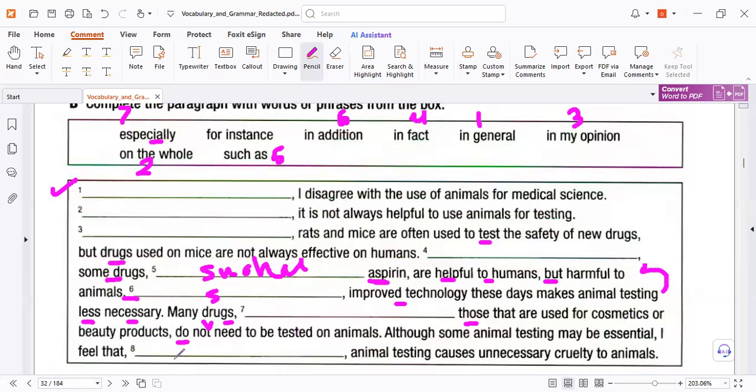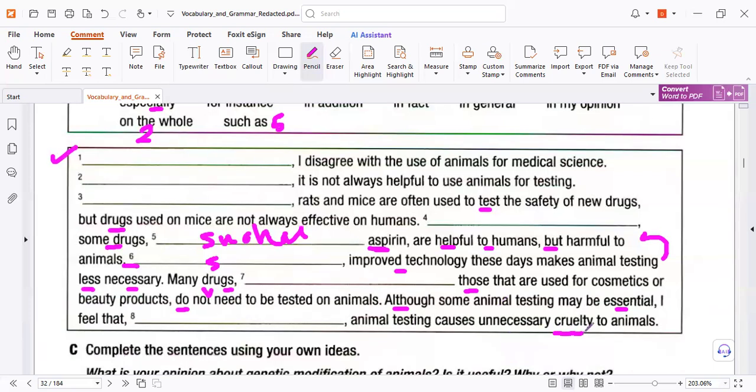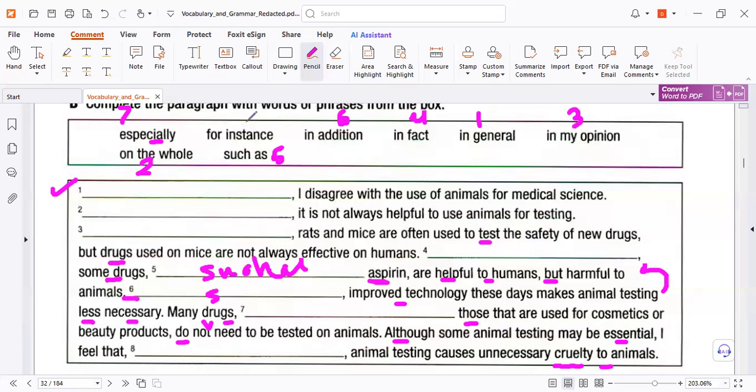And what is 8? "For example," yes. Although some animals are essential, I feel that, for instance, a lot of animal testing causes unnecessary cruelty. Like, it's bad treatment, harsh treatment to animals, bad behavior. So here, it could be "extensive." Okay, Hala? Okay.